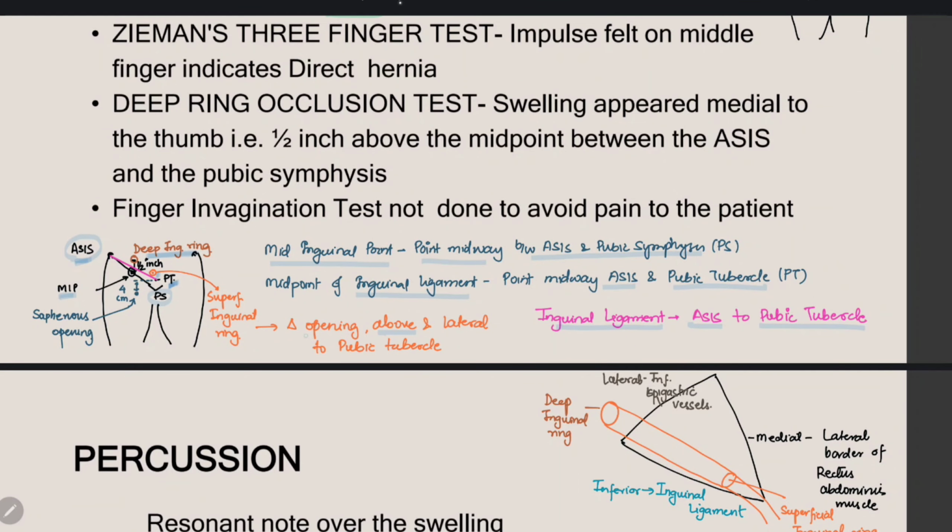Superficial inguinal ring is a triangular opening which is above and lateral to the pubic tubercle. Superficial inguinal ring is present in the Hesselbach triangle. So let's see the boundaries of Hesselbach triangle. Medially, it is bounded by the lateral border of rectus abdominis muscle, laterally by inferior epigastric vessels, and inferiorly by inguinal ligament. Saphenous opening is 4 cm below and lateral to the pubic tubercle.